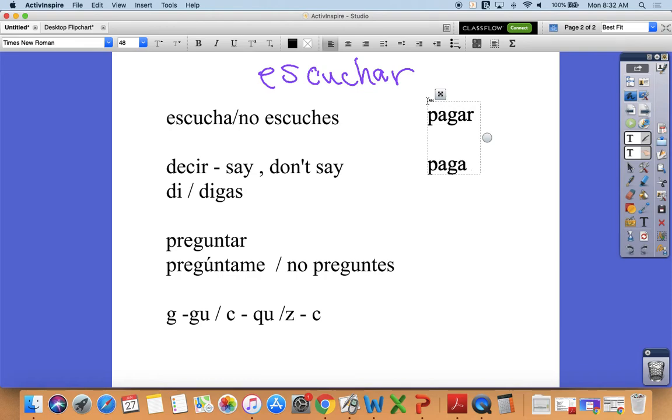Paga. Sí. Paga la cuenta. Pay the bill. Págala. Pay it. But the yo form here is pago. We drop the O. What's the opposite ending? Pagues. You said it correctly.